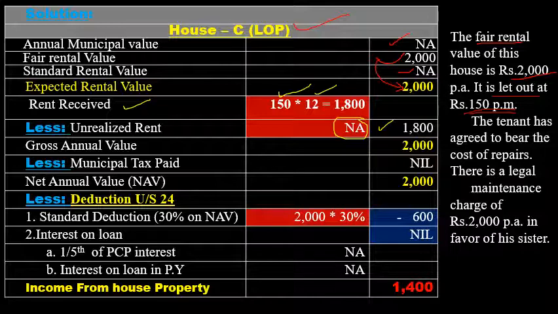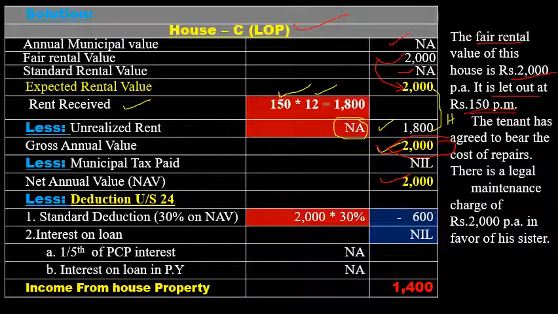Now next is the gross annual value. So the first provision of gross annual value: expected rental value or rent received, whichever is the higher, is the gross annual value if there is no unrealized rent and vacancy period. Higher of the two is 2,000. 2,000 is the highest. So 2,000 is the gross annual value. Next, municipal taxes paid is nil. No municipal taxes are given here, so it's nil. So net annual value is 2,000. It's going to remain the same. Gross annual value and net annual value are the same here because there are no municipal taxes.